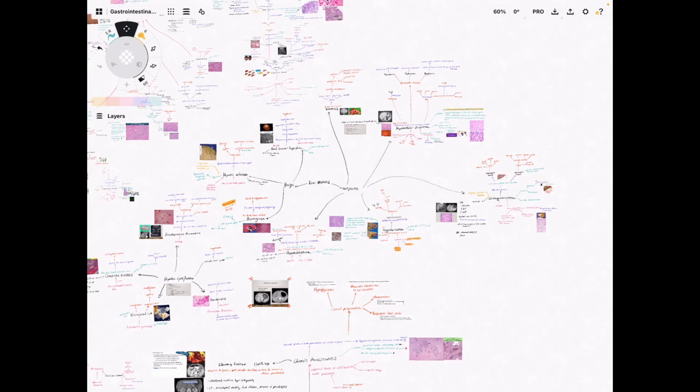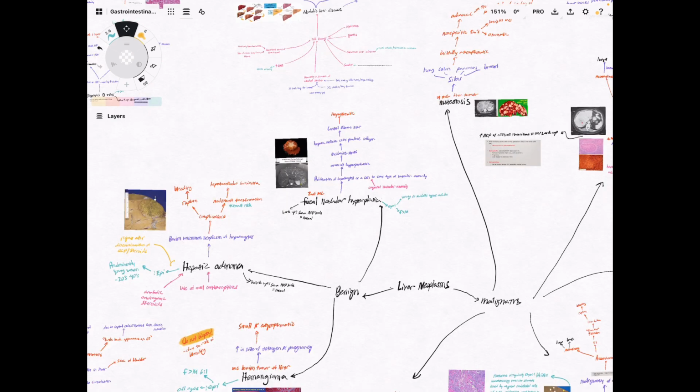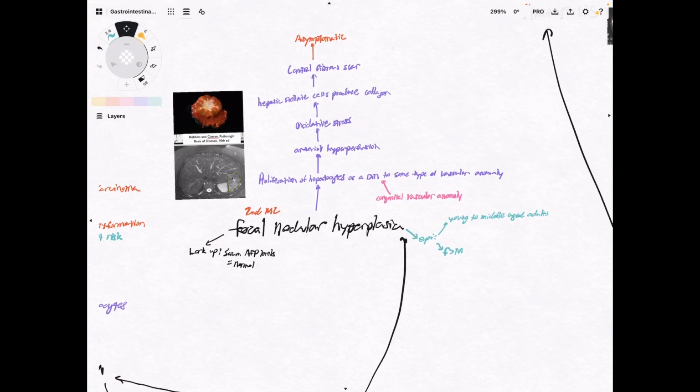Today I want to talk about liver neoplasms. Now we're going to split this up into benign and malignant neoplasms, and we'll go ahead and talk about the benign ones first since there's only three. I want to start out with talking about focal nodular hyperplasia.